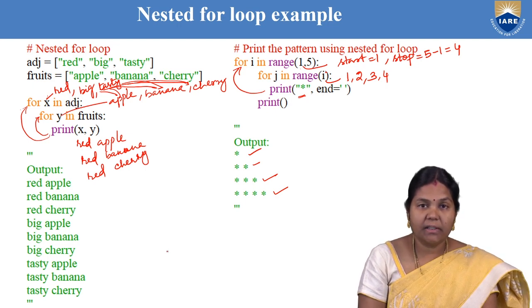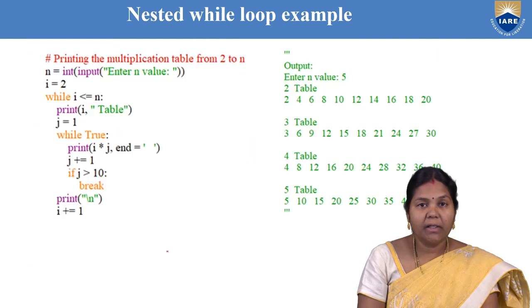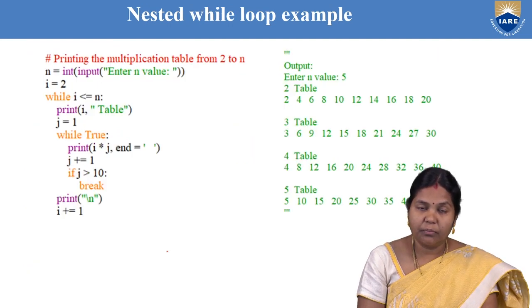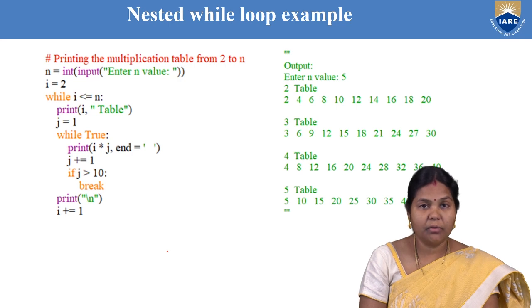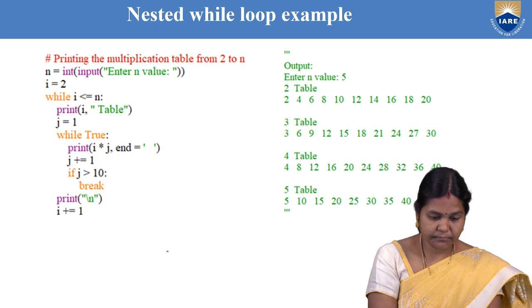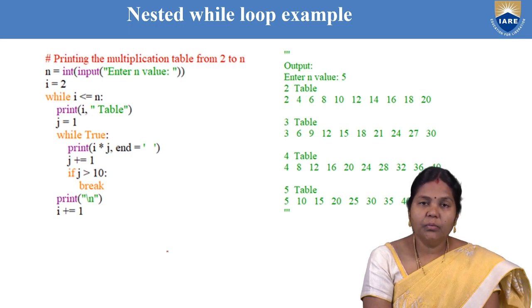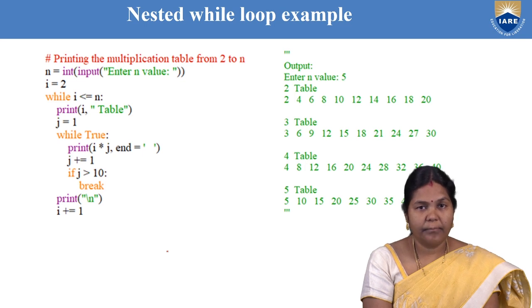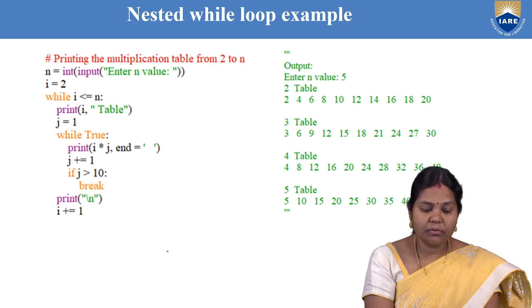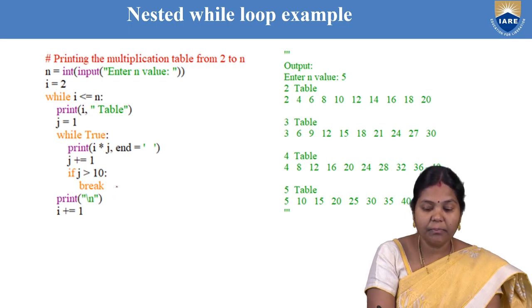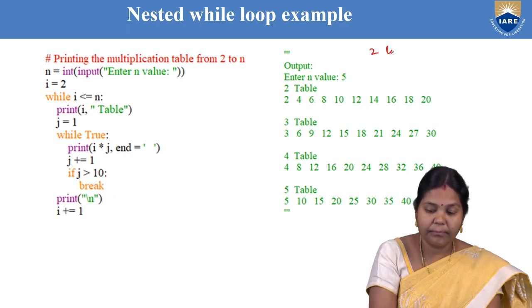So these are the 2 examples on nested for loops. Similarly, you can write a while loop within a while loop. Let us see one example of how while loops can be nested. Now suppose you want to display the multiplication tables from 2 to n. So here I have taken the n value to be 5. So I want to display the multiplication tables from 2 to 5.